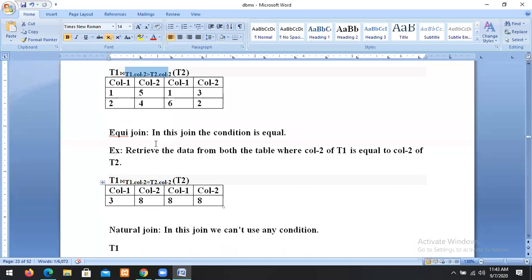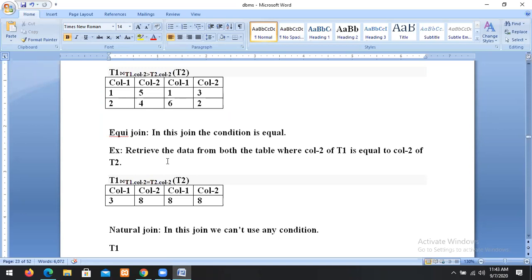Next, what is equijoin? When the condition contains the equal operator, then it is called an equijoin. A join is said to be an equijoin when the condition contains the equal operator.